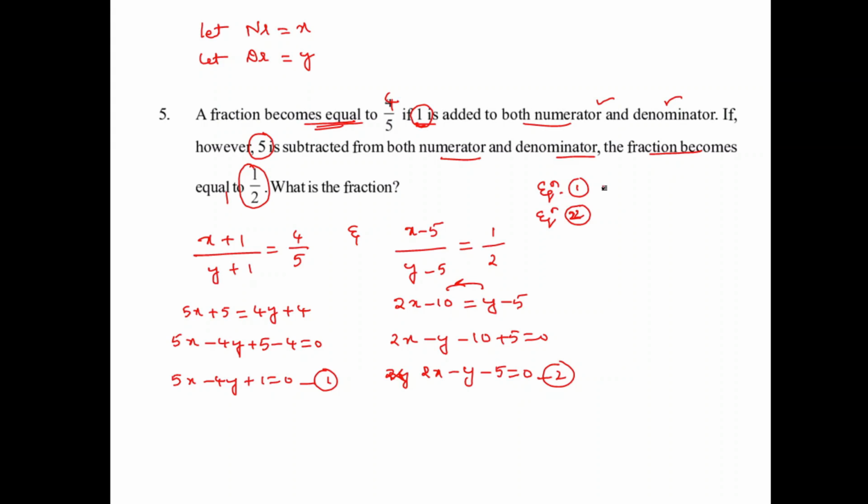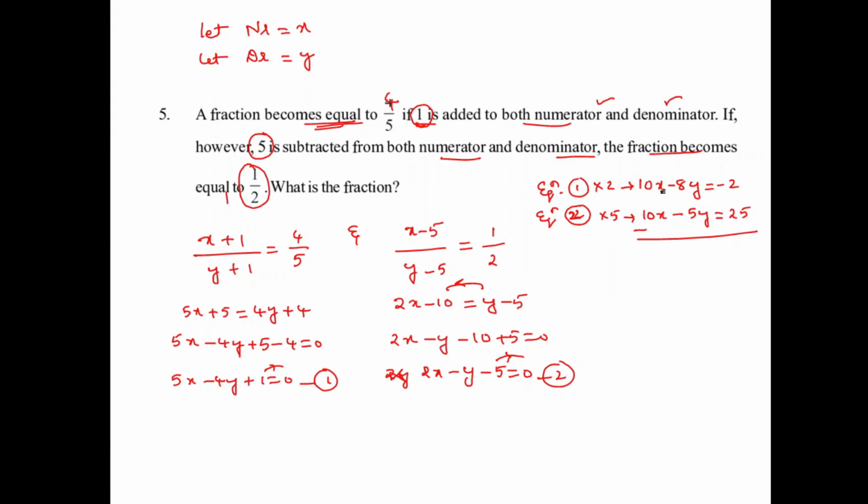For equation number 1, I'm multiplying by 2. For equation 2, I'm multiplying by 5, right? So if I multiply equation 1 by 2, I'll get 10x minus 8y equals minus 2. Similarly, the other one gives 10x minus 5y equals 25. Hope this is clear to everyone, right? So let us solve this. What I did is multiply so that the coefficients of x match, so that we can eliminate it.